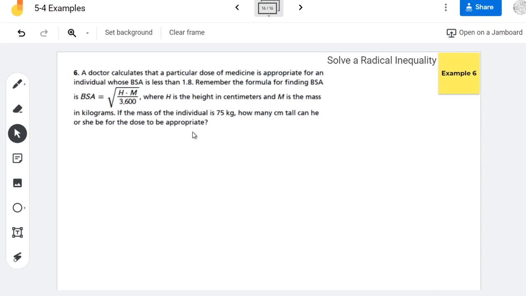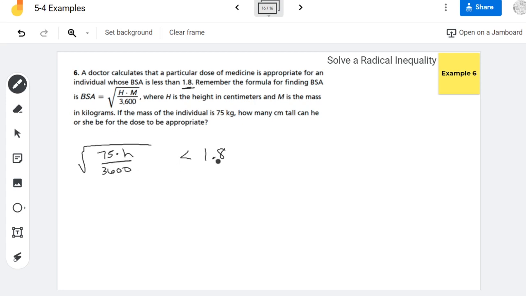So let's try that again. Now they give us the mass and they're trying to figure out the height of the person. This is why they weigh you for various things in the doctor's office. So the BSA in this case must be less than 1.8, it says right there. We're looking for the height. We don't know the height, I'm just going to call it an H. Height and mass are multiplied together, so I'm just going to put the number here for mass, which is 75. And it's divided by 3600.